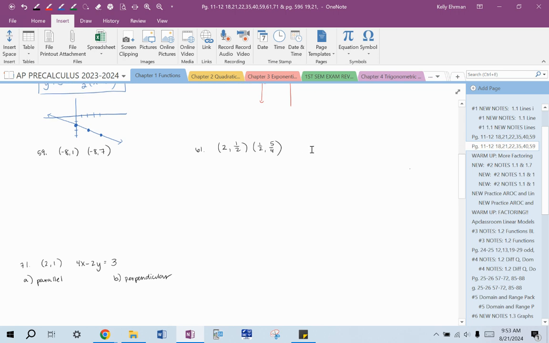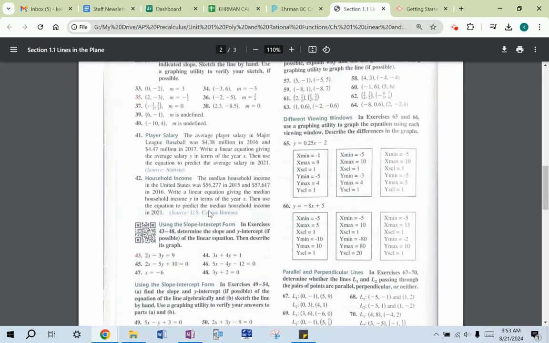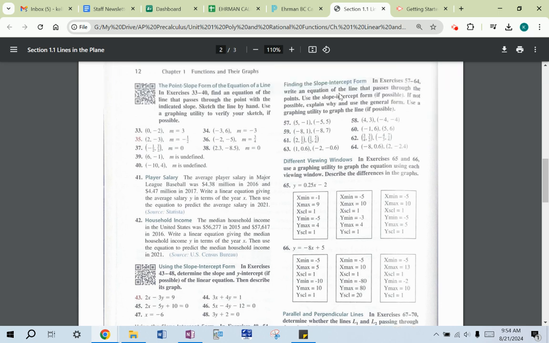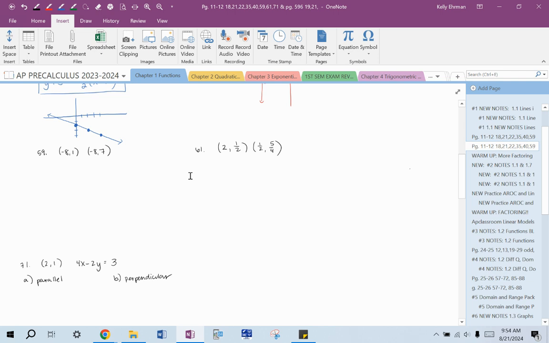For 59 and 61, we are still trying to write the slope. Oh, this time we're trying to write the slope-intercept form of the line. Let me double check those directions. Yep, write an equation, use the slope-intercept form if possible. If not possible, explain why and use general form. I'm not going to use general form. I'm going to go back to that point-slope form if needed.